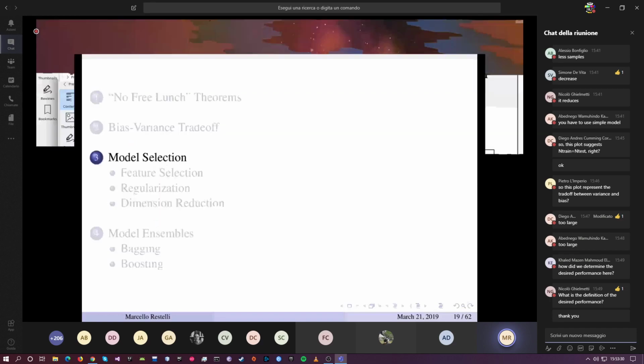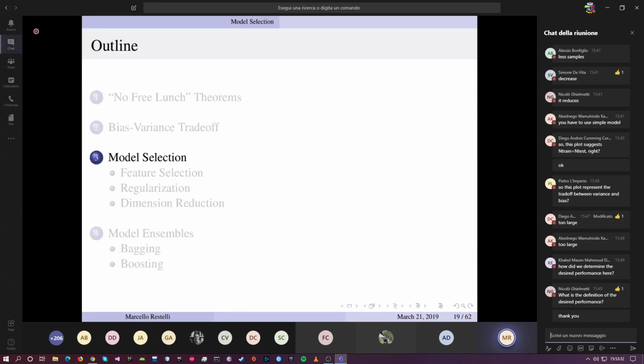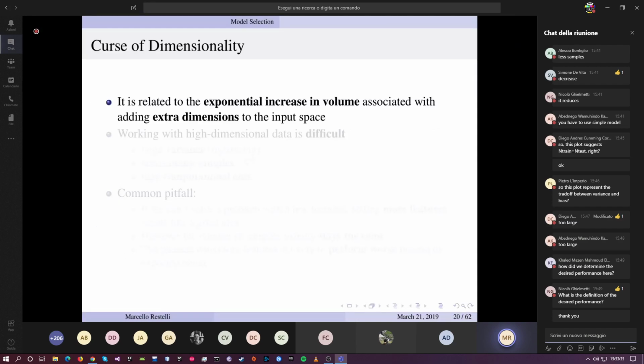So let's start talking about model selection. One problem that we have, as we have said, when we talk about finding the proper complexity of the model in learning, is the curse of dimensionality. Because unfortunately, the more parameters you need to estimate, the more samples you need to estimate them. And actually, there is an exponential relationship between the number of samples that you need as a function of the number of parameters that you need to estimate. And this, unfortunately, is very bad.